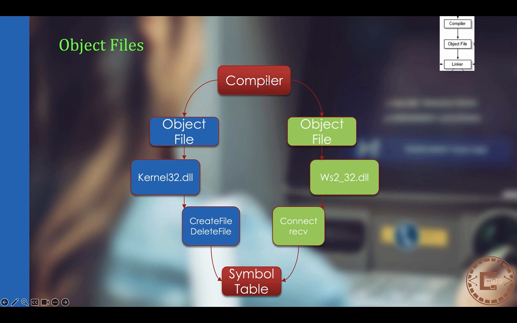And then the compiler can also have another object file, which is kernel32, which is more related to dealing with files, create or delete file functions, which also ends up in the symbol table. So as you can see, the compiler can create different object files, and all of them are going to eventually be used by our linker guy.